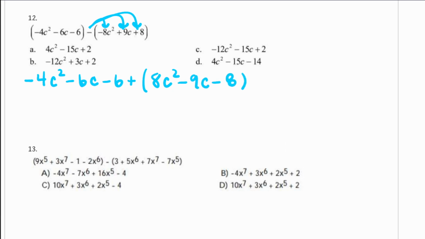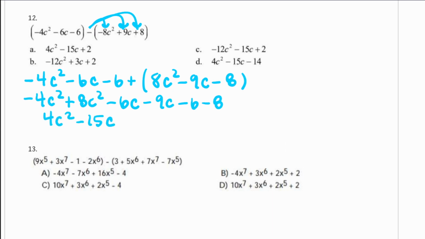And then we'll just proceed like we did before, where we're combining like terms. So with the c squares, I've got negative 4c squared plus 8c squared. With just c to the first, I've got negative 6c's plus a negative 9c. And then I've got negative 6 plus a negative 8. So negative 4 plus 8 would be positive 4c squared, negative 15c, and negative 14.